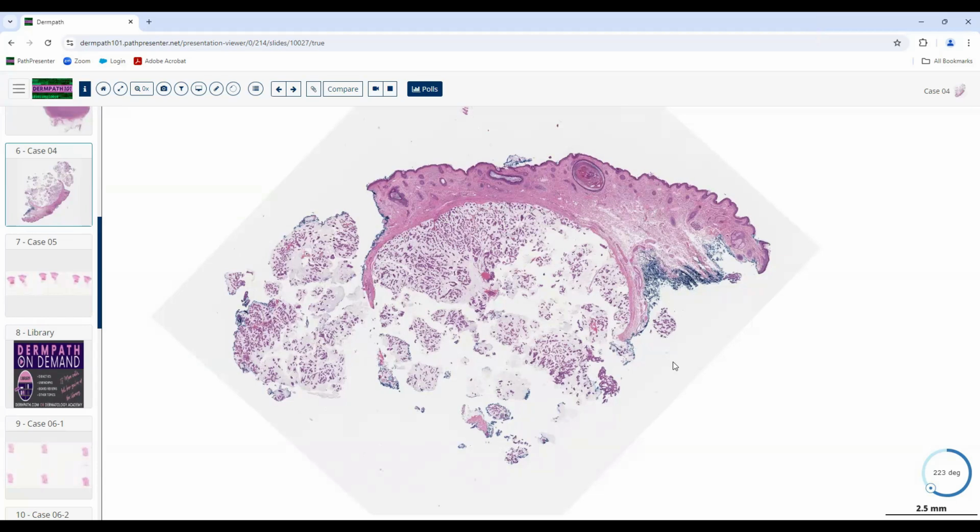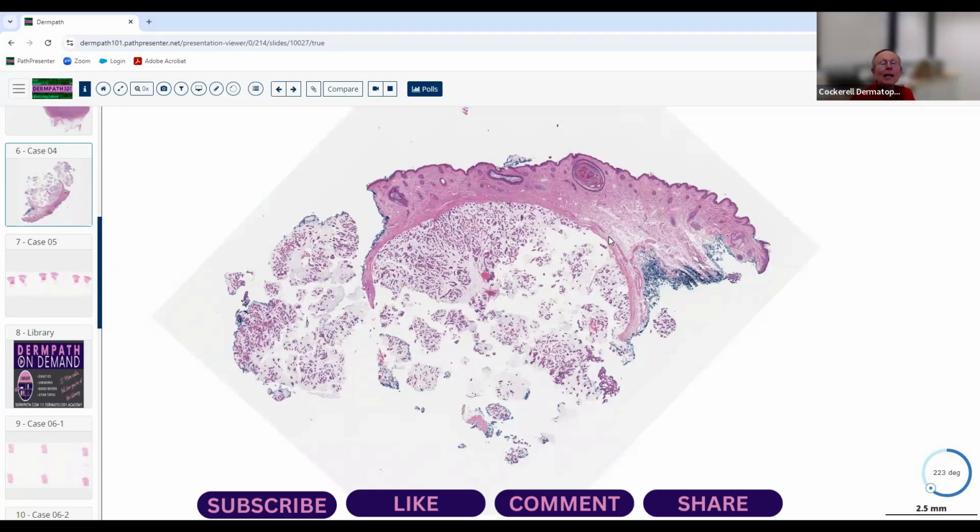So if we zoom in to a higher power on this particular slide, before we initially do that, we're going to ask ourselves whether we think it's going to be neoplastic or inflammatory, benign or malignant, or potentially more of a neoplastic process. Yes, I agree with you.